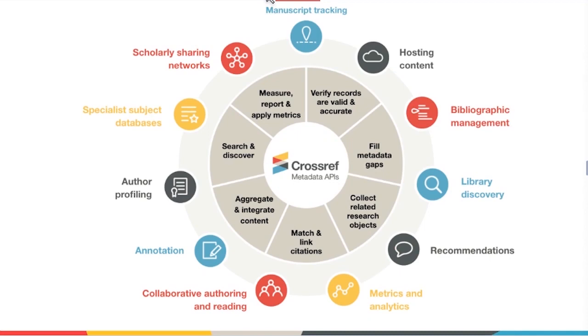The current slide shows you some examples of that. So you've got tools that try to analyze how much a piece of research is being used, either through citations or things like Twitter. It can be used in author profiling tools. So adding a list of your publications to something like your ORCID ID, having DOIs and metadata registered with CrossRef makes that easier.